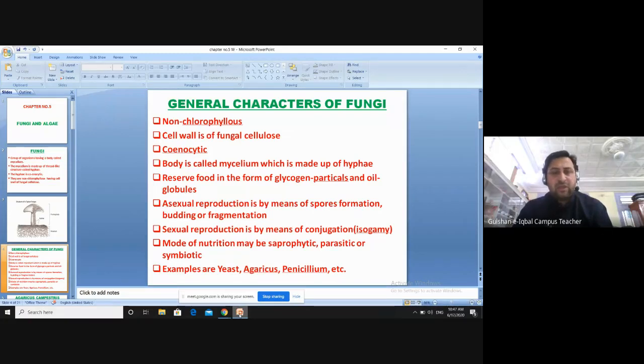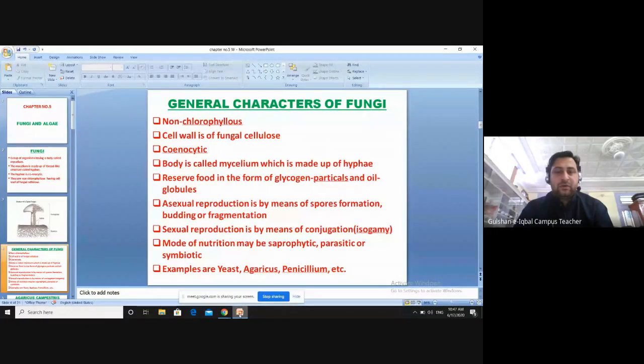Now, their mode of nutrition. How do fungus get their food? We already know that they do not have chlorophyll. So they do not have chlorophyll means that they cannot prepare their own food. They will go for alternative methods of nutrition.